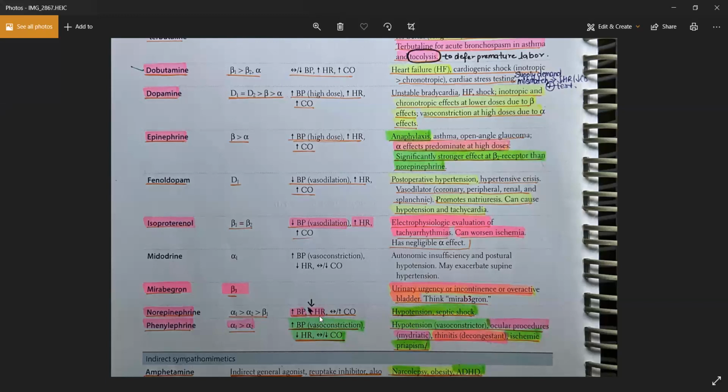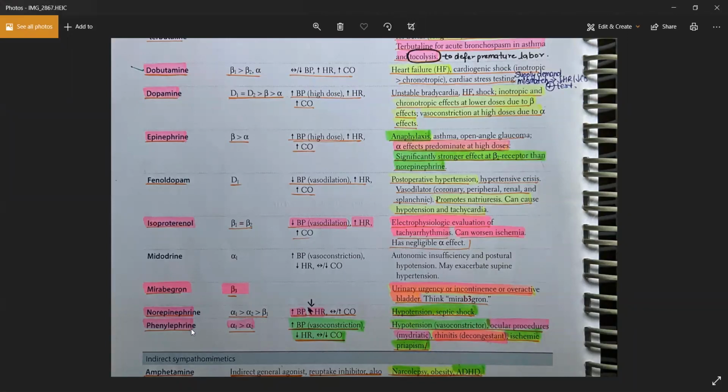Okay, the cardiac output can be slightly increased or can remain the same because of the bradycardia, and as well as you are stimulating the beta 1 receptors, but you are also having the bradycardia. So you will get a slight increase in the cardiac output, or the cardiac output can be normal. You would use these agents for hypotension and for septic shock. Okay, so for septic shock, you will use norepinephrine. For anaphylaxis, you will use epinephrine.